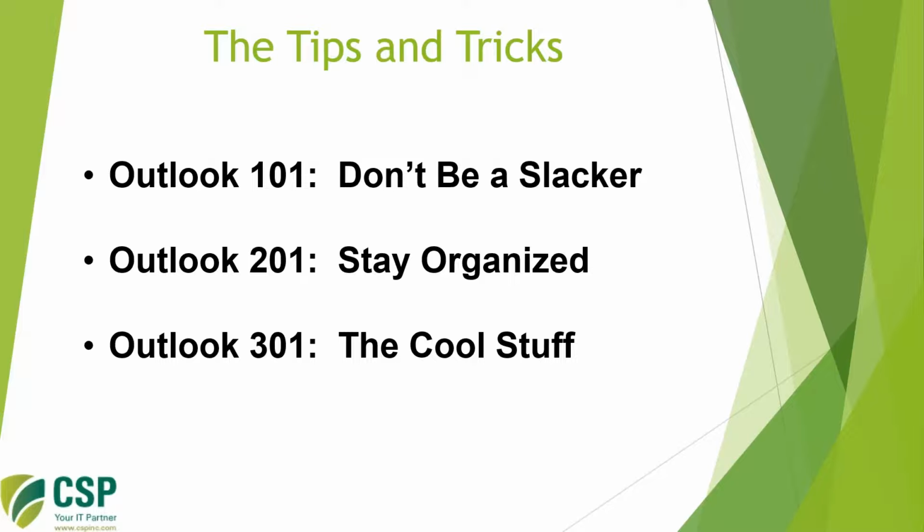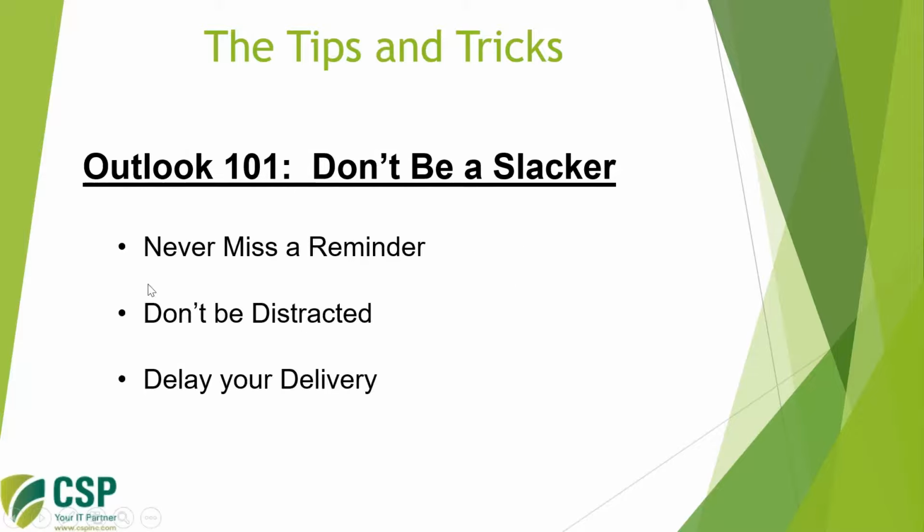So these 3 classes I termed Outlook 101, don't be a slacker, just some good productivity tools. Outlook 201, a little bit more advanced, but how to better stay organized. And then Outlook 301, just some cool random things that I found in the newer release that can be a lot of fun. So to start, Outlook 101, don't be a slacker. The 3 things that we would like to touch on today: 1, never miss a reminder. 2, don't be distracted. And 3, delay your delivery. So those are the 3 areas where you're going to start.